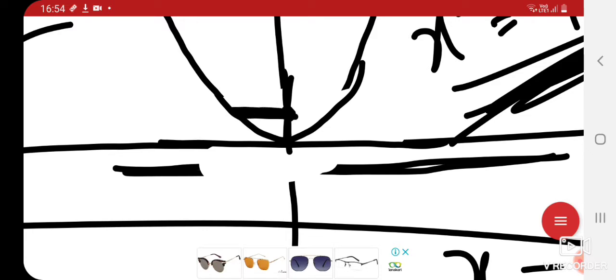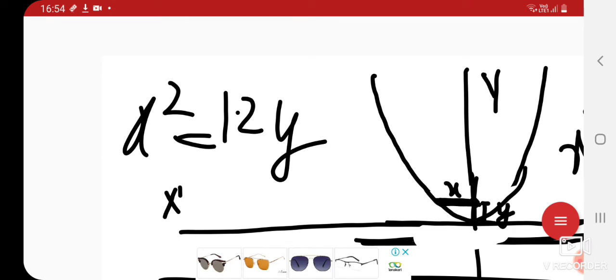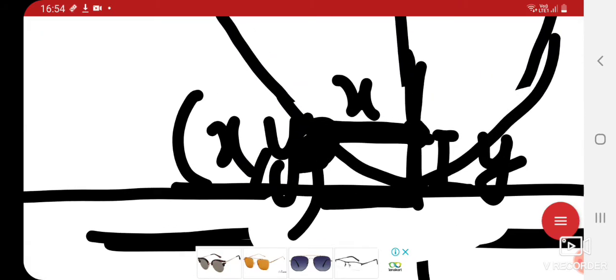That the distance from here to here must be double of that. That means this x must be double of this y. And so when you put, you know that this point will be x, y. Why? Because you know that this distance is x, right? And this distance is y.